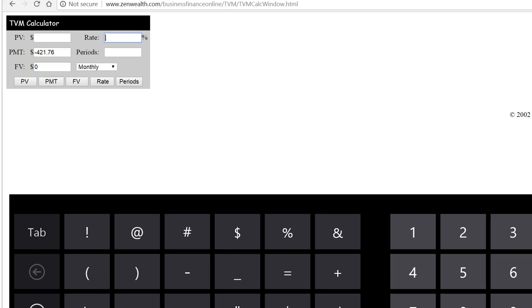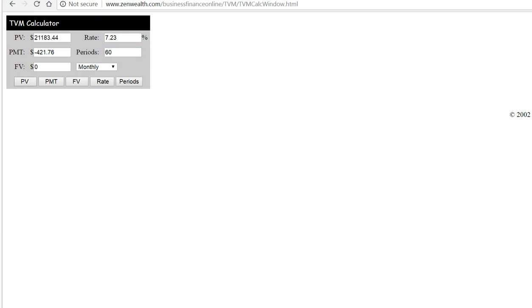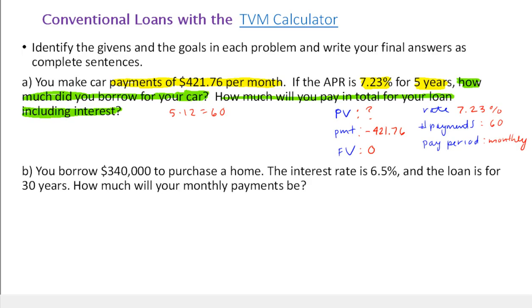The interest rate was 7.23%. The number of periods was 5 years every month, so that was 60 periods. And the pay period is monthly. Okay. Now we're solving for the present value. Okay. So you borrowed $21,183.44 for your car. So let's write this first result as a sentence, then we'll answer the second part.